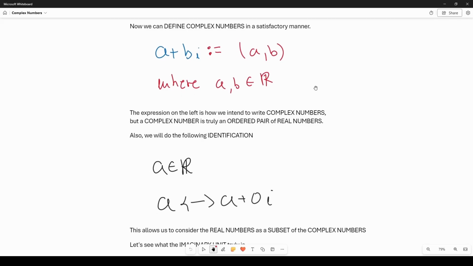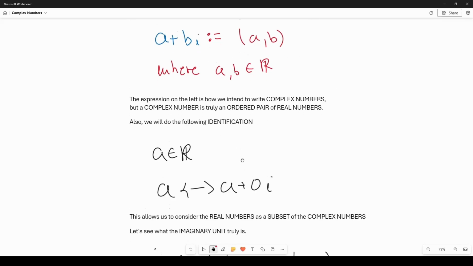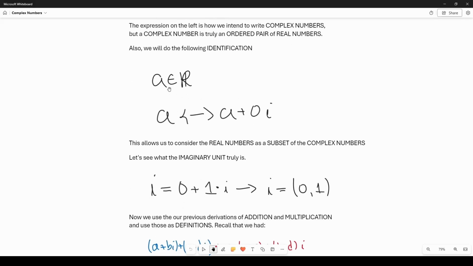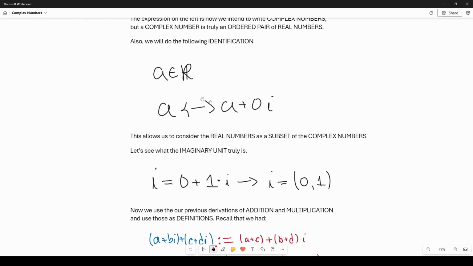Now we can define the complex numbers in a satisfactory manner. Complex numbers, which we will write as A plus B times I, will actually be ordered pairs of real numbers. So this complex number over here is actually this ordered pair of real numbers. We will also perform the following identification. We will identify every real number A with this complex number over here, A plus 0 times I. This enables us to consider the real numbers as a subset of the complex numbers.